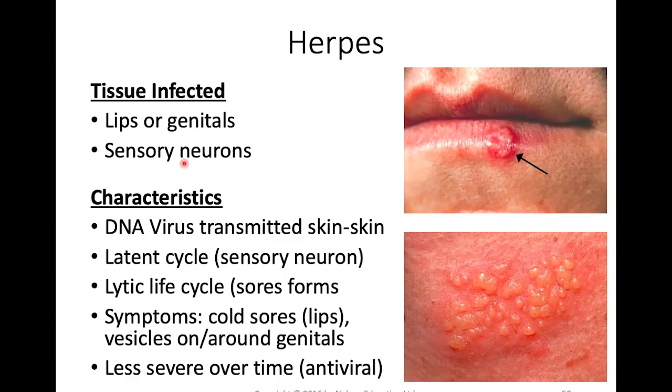So when an individual's epithelial cells become infected by the herpes virus, it then moves into the sensory neurons. And then it spends that lysogenic, also known as latent cycle, inside the sensory neuron. And then under periods of stress, when the person is immunocompromised, the virus then moves from its lysogenic cycle into its lytic cycle. And this is when the cold sores form. So this is typically why an individual who has had a herpes infection will experience cold sores whenever they're under periods of stress.